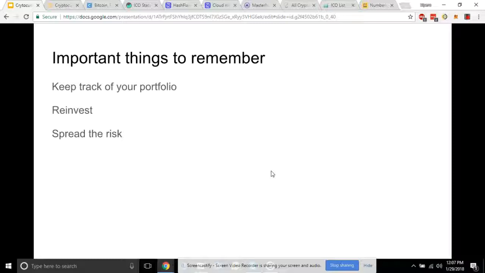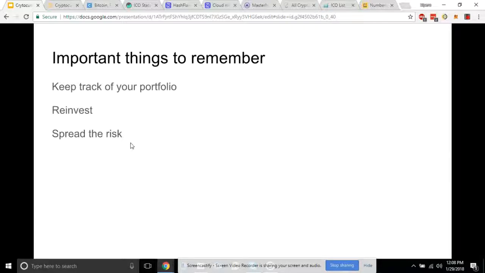At the end, I would like to point out a few very important things. One of them is to keep track of your portfolio. There are plenty of apps to do so. Personally, I use an Excel spreadsheet that I'm currently developing myself. I will share that with you in the upcoming videos. The other one is to reinvest your earnings from mining, lending, or staking, which could significantly improve the return on your portfolio in the long term. Remember to spread the risk.